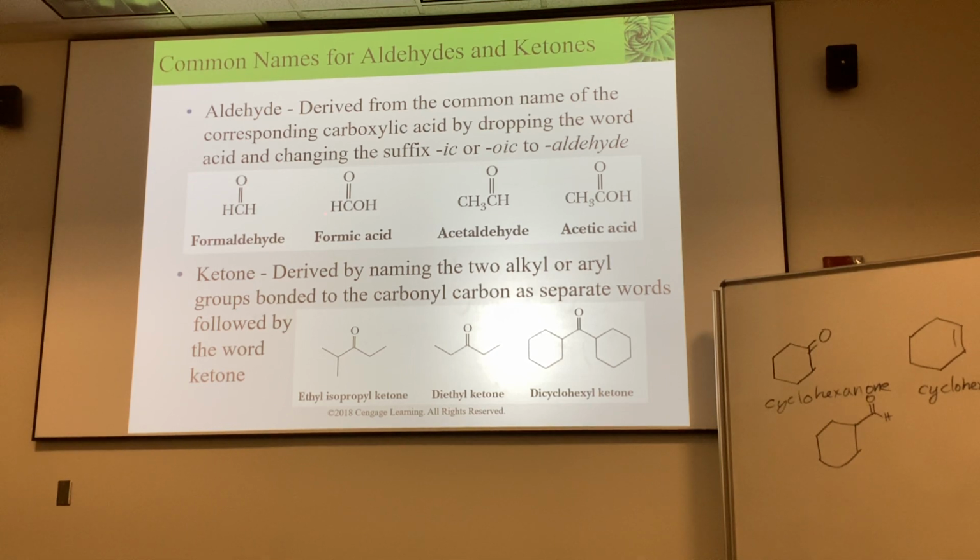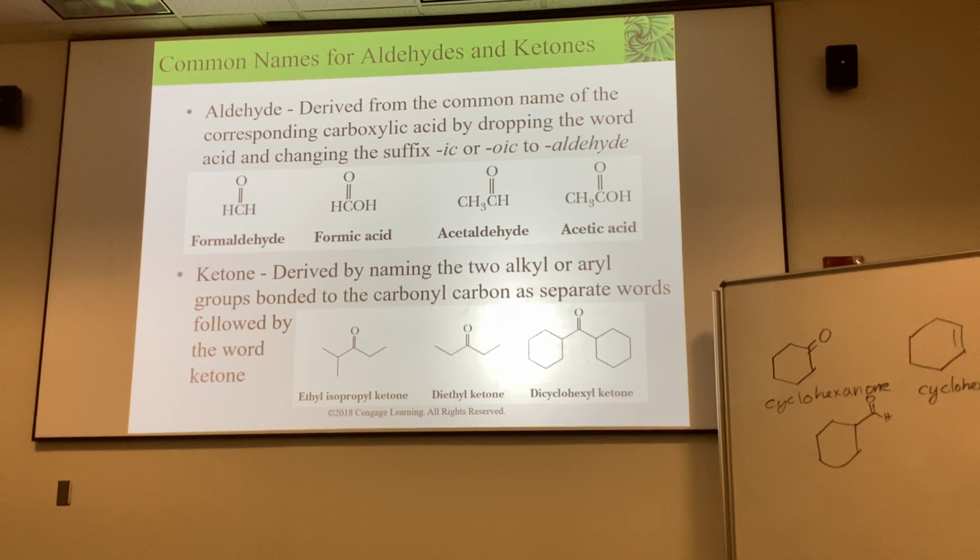Formaldehyde, formic acid, acetaldehyde, acetic acid. Those are the common name aldehydes that you're going to want to know. So dicyclohexyl ketone is just going to be a ketone with a cyclohexyl on either side. Diethyl ketone has an ethyl on either side of your ketone. Ethyl isopropyl ketone, one side has an ethyl, one side has an isopropyl.